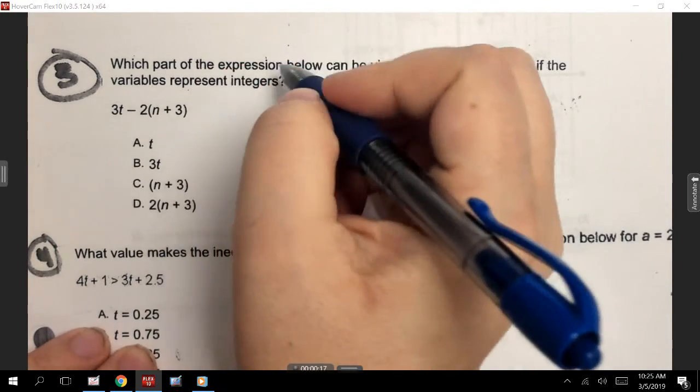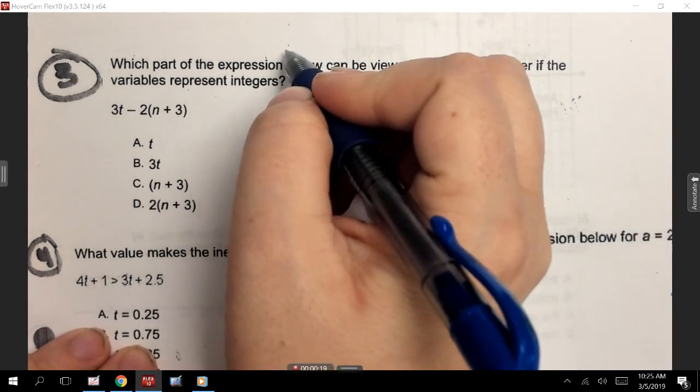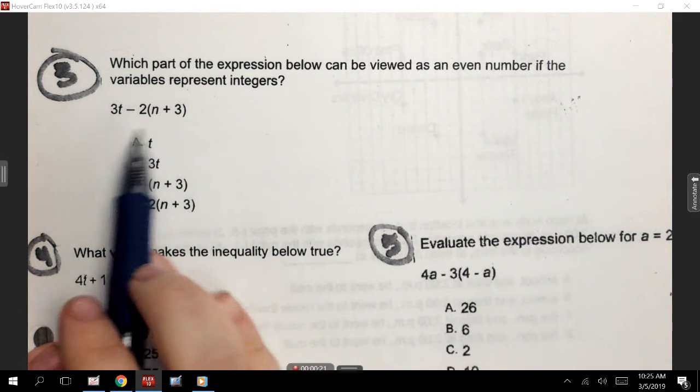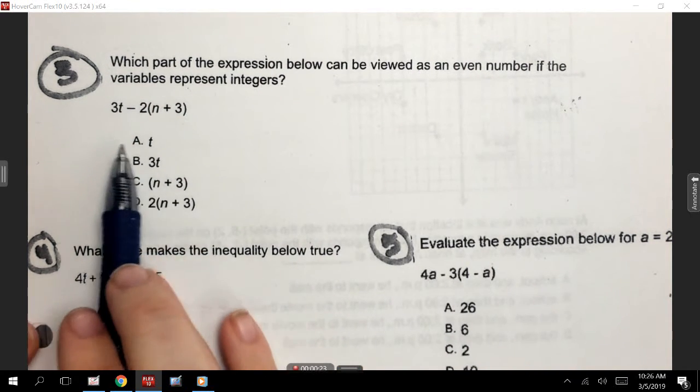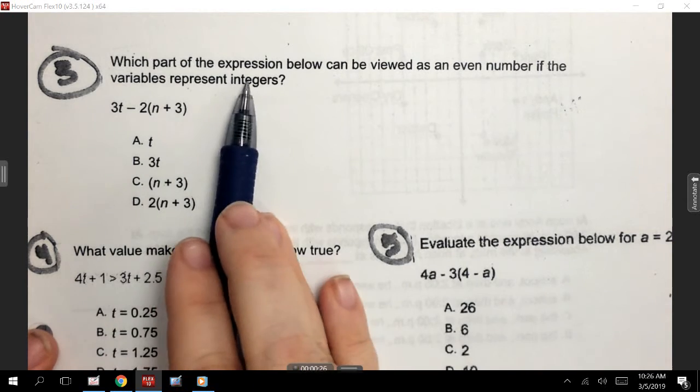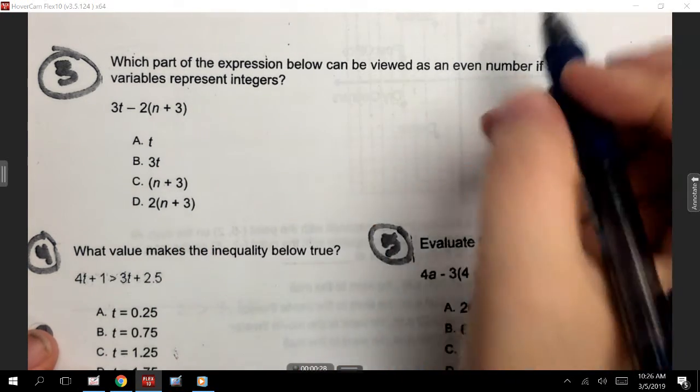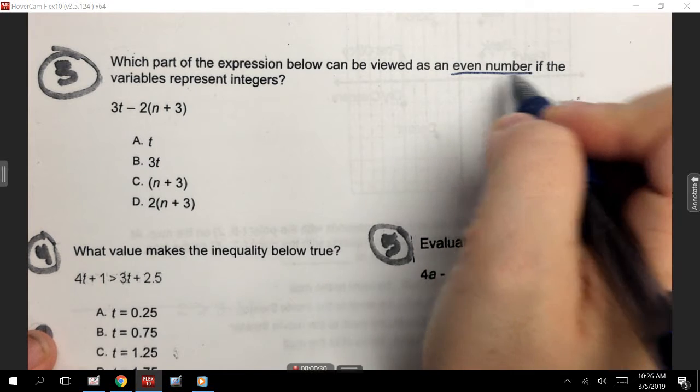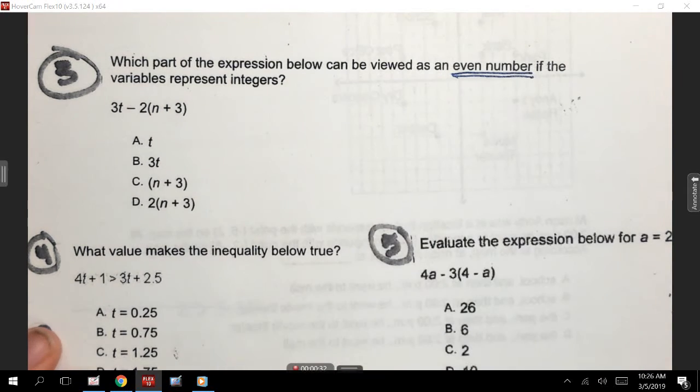So it says, which part of the expression? Guys, an expression is just this math problem. It's just a fancy way of saying which part of the math problem. Okay? So which part of the expression below can be viewed as an even number? Remember, even numbers are like 2, 4, 6, 8, 10, 12, 14, 16. We're good with even numbers? We know what that is?